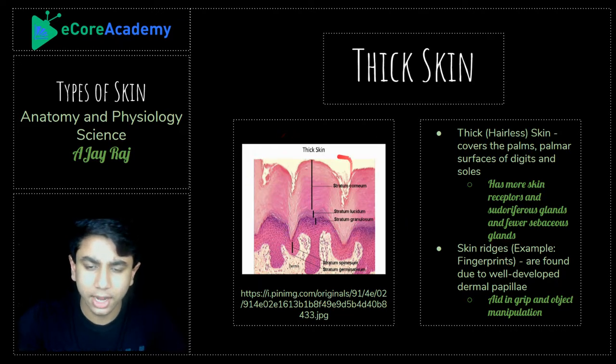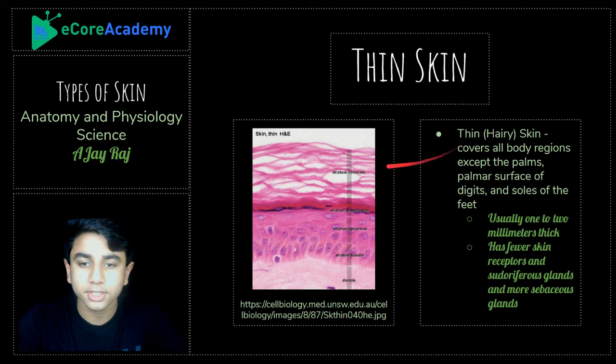And this is a little graphics here. This is a thick skin, and these are basically the layers of the epidermis: corneum, lucidum, granulosum, spinosum, germinativum. And as you can see here, the stratum corneum is extremely thick here. But when you look at thin skin, it's actually quite smaller in this case because this is a zoomed in view. So that's a major difference here.